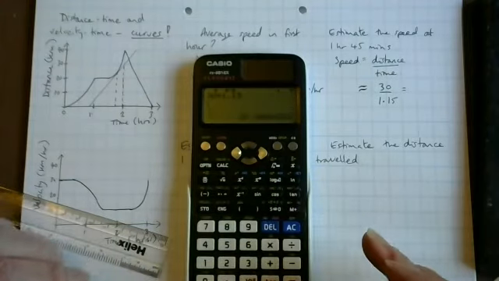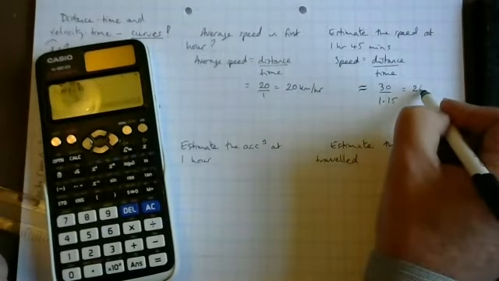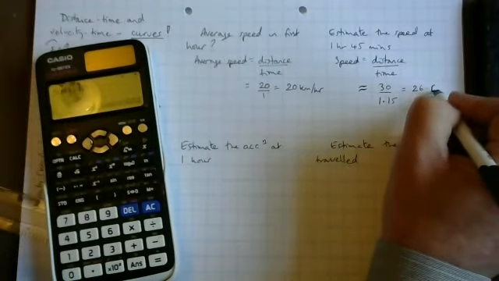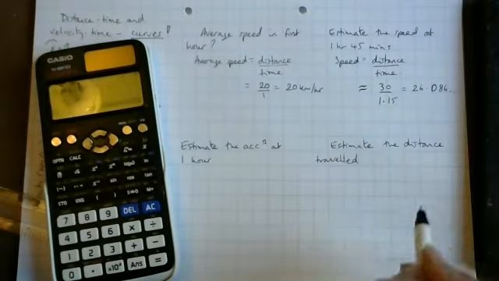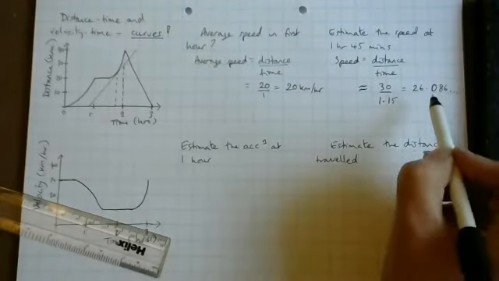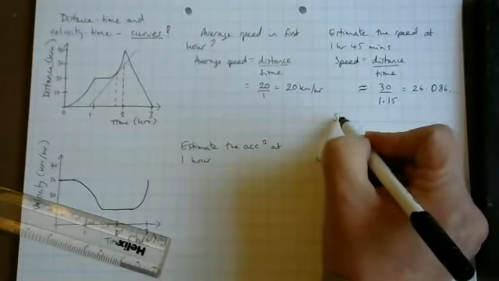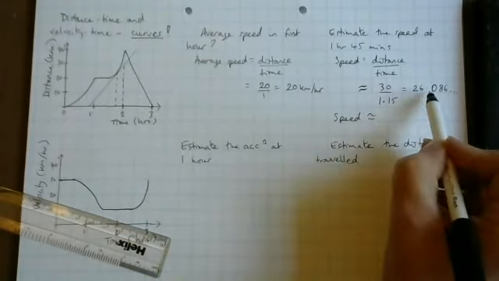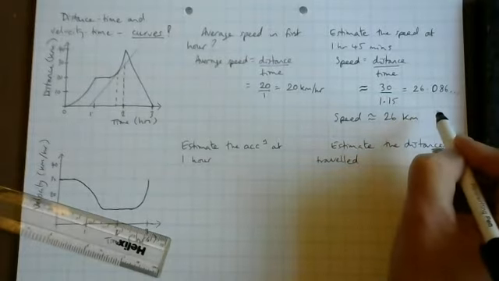That doesn't look very useful. 26.1. Let's just put the full value actually. 26.086... This is an estimate. They are not going to want me to estimate this to 3 decimal places. So speed is approximately, well, they will not want it more than 26, will they? 26 kilometers per hour.